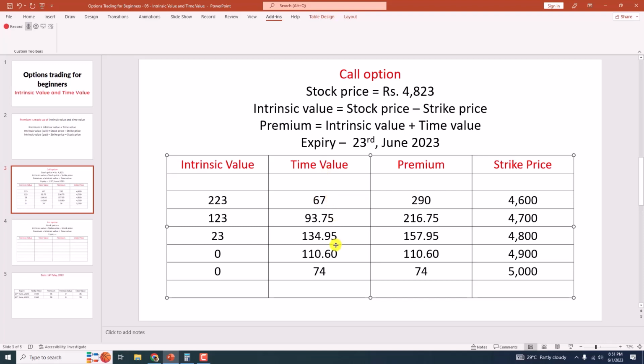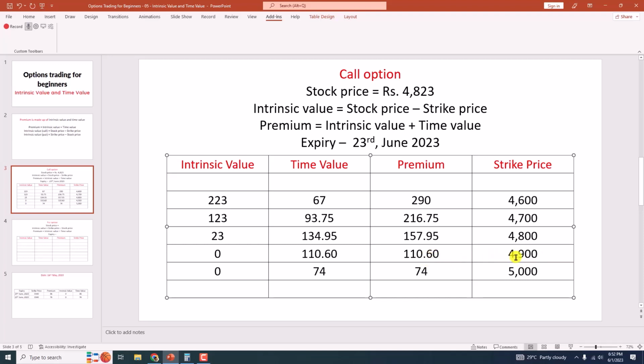What is time value? Assume that you have bought this 4900 strike price option. Now, what is your aim? What is your target? Your goal is for this stock to move above this, correct? According to your expectation, the stock price should move above this for you to make a profit. That is why you have bought this by paying this much premium.